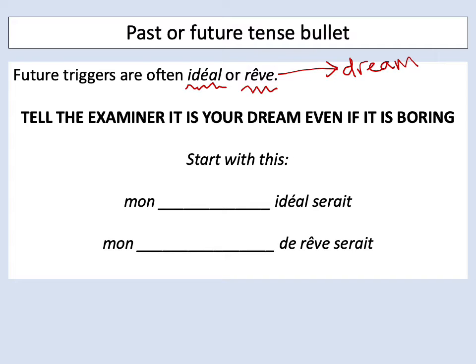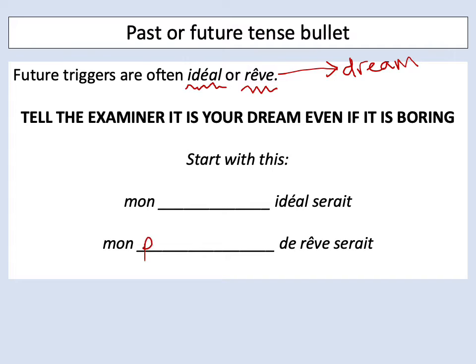Ideal partner comes up now and again. You know, describe the most bland person you could think of, but if you tell the examiner that it's an ideal person, it's absolutely fine. And honestly, as I said, we're writing a solid answer here. This is your starting phrase. Mon something idéal serait, mon something de rêve serait.